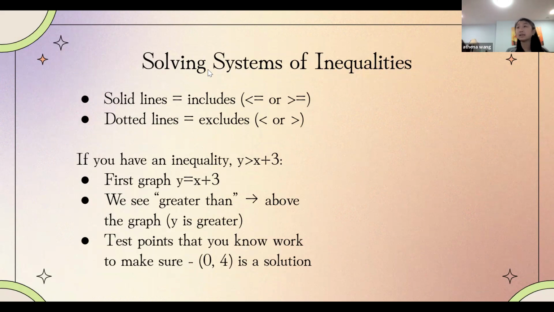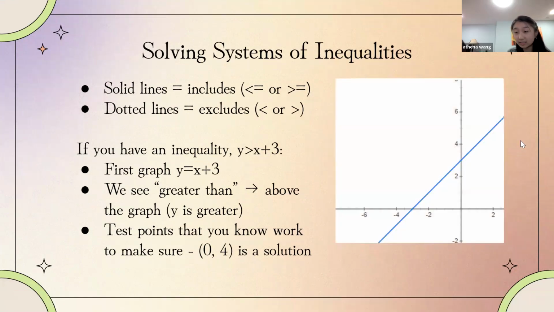Okay, if you have an inequality like y is greater than x plus 3, we just do the same thing. We first graph y equals x plus 3, and then we see that it is greater than. So this means that this is above the graph. Y is greater than. So even if the line is really slanted, just know that it is on the top side. And then test points that you know work to make sure. An example is that (0, 4) is a solution to it.